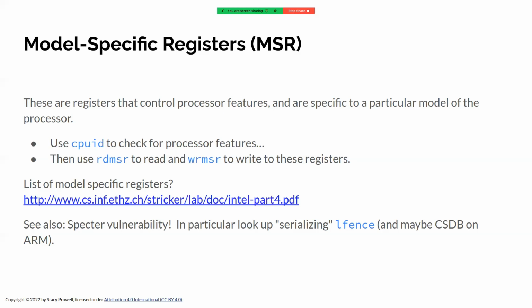So you use CPUID to see what processor features you have, and then you can use read model-specific register and write model-specific register to read and write those registers. So those are just the instructions. And you would do this based on the index of the register that you're looking for. And not all indexes are valid, obviously, so you sort of have to know what you're doing. There's a great list of them that I think, hopefully, has been updated, which is linked there. And you'll find some other links to this online.